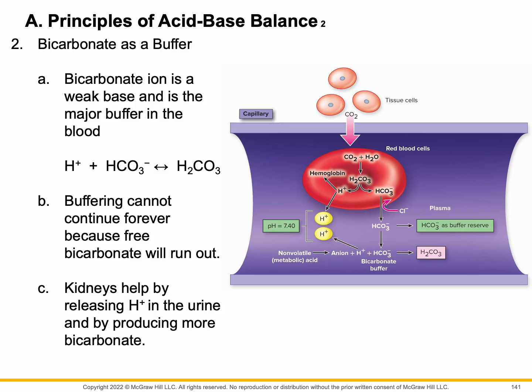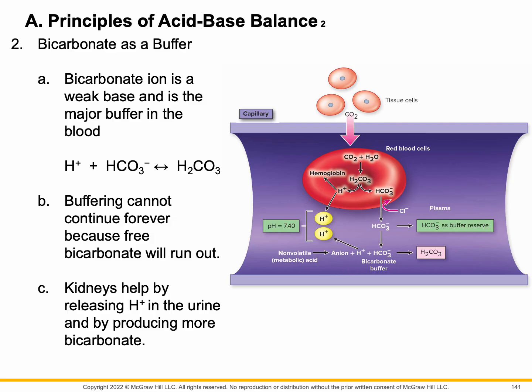Bicarbonate ion is a weak base and is the major buffer in the blood. Buffering cannot continue forever because free bicarbonate will run out. So the kidneys help by releasing hydrogen ions into the urine and by producing more bicarbonate. If you look over to the right-hand side with that image there, we're looking at bicarbonate as a blood buffer.